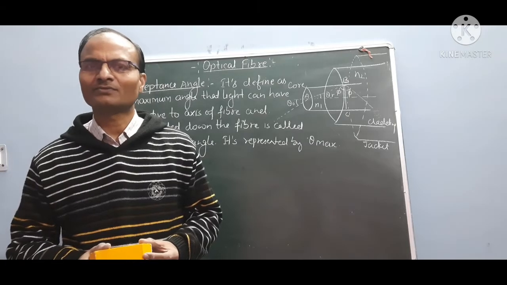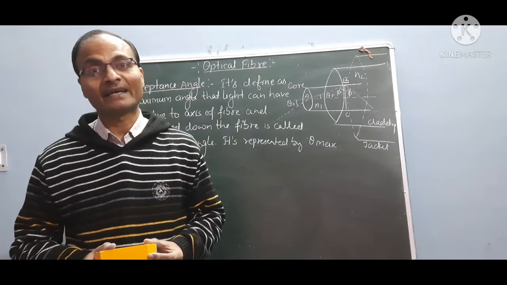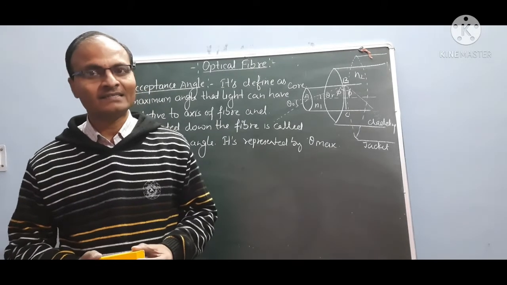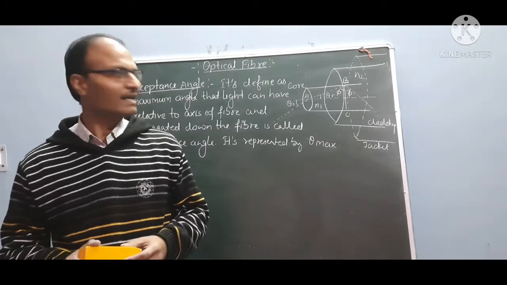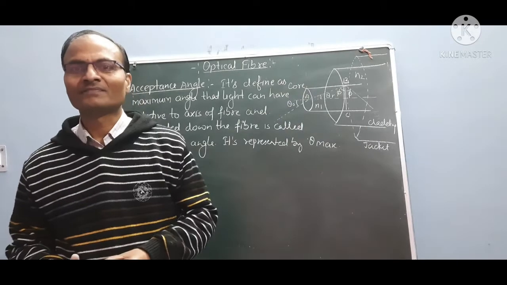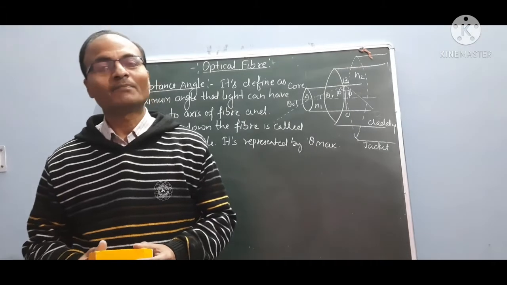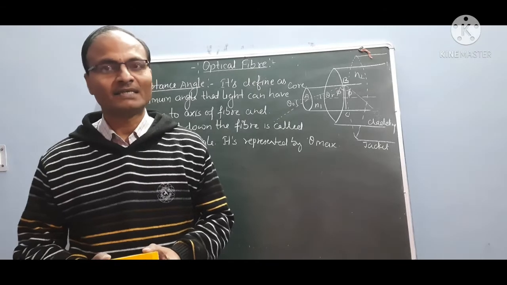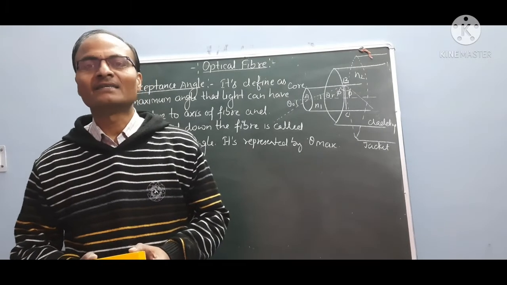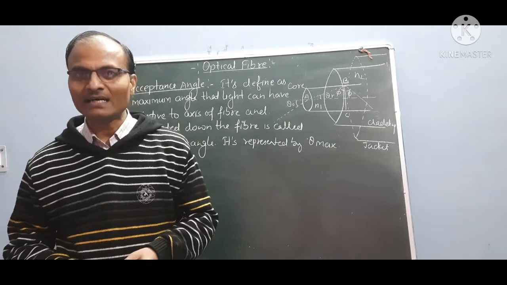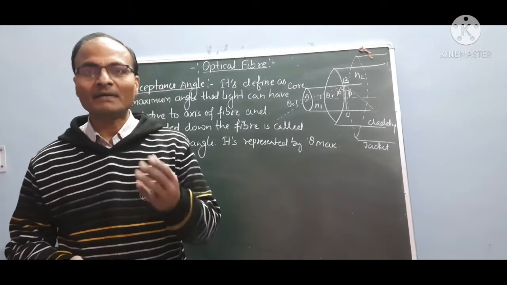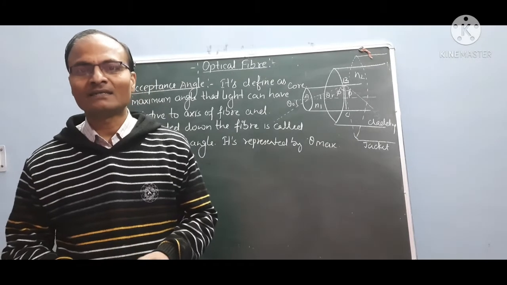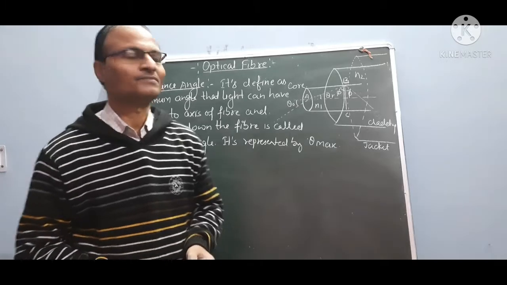Today, I am going to deliver acceptance angle of optical fiber. What is acceptance angle? It is defined as the maximum angle that light can have relative to the axis of the fiber and propagate down the fiber. This is called acceptance angle. It is represented by theta maximum. So theta maximum is the permission of light ray. So I calculate acceptance angle mathematically.